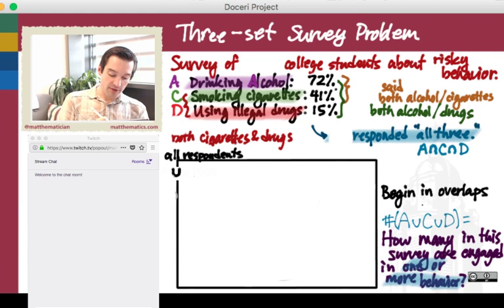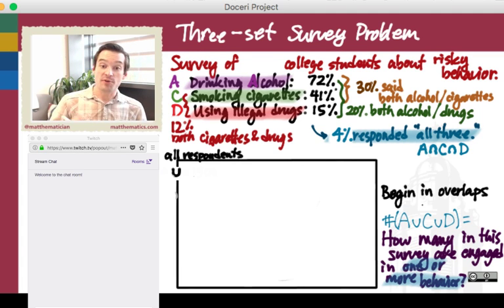Both alcohol and cigarettes, let's say that that's 30%. And both alcohol and drugs, let's say that that's 20%. And then both cigarettes and drugs, 12%. And then in the survey, the percent that did all three was 4%, or something like that. So what we have is a bunch of percentages. Rather than numbers, we have percentages.